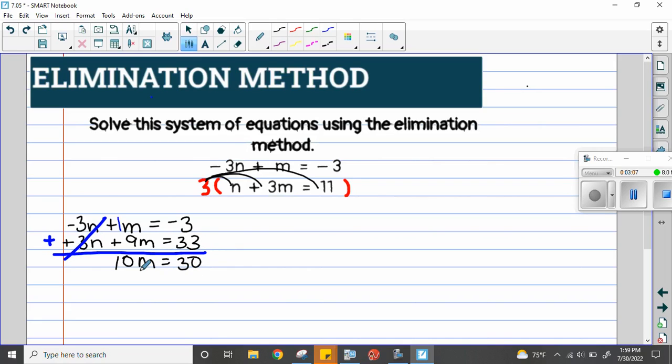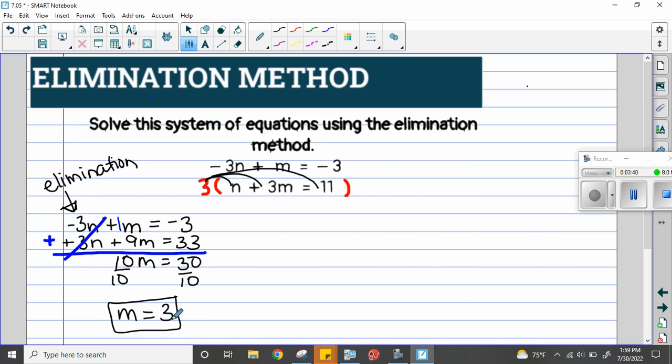Now this equation is very easy for us to solve. Divide both sides by 10, and we get m equals 3. So as you can see, by doing this, elimination helps us to get rid of one of the variables, and it makes it very easy for us to solve this one-step equation to solve for one of our other variables.